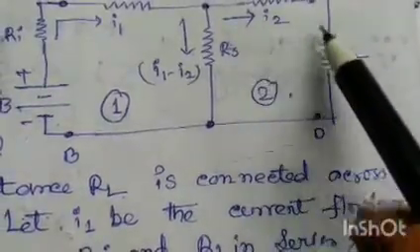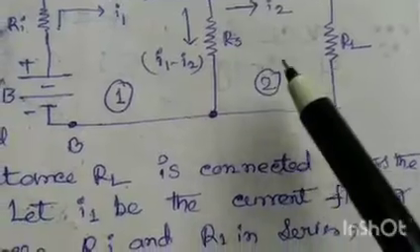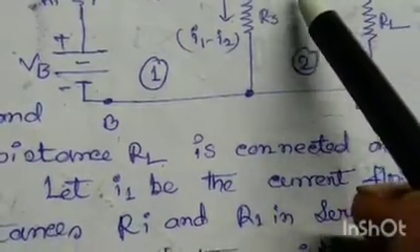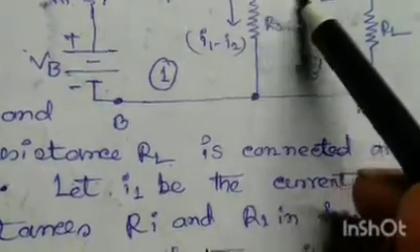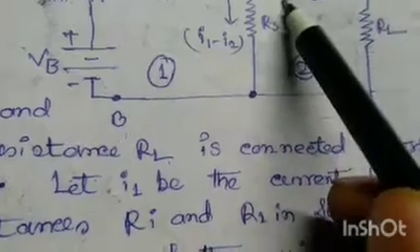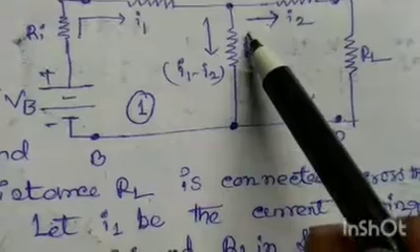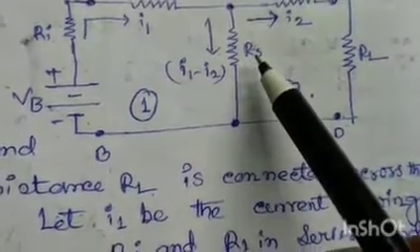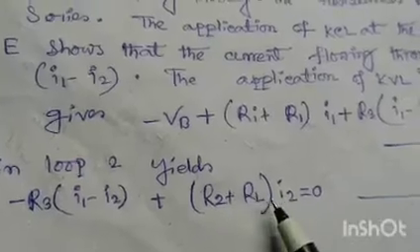This is in the direction of current, so the negative sign does not come, while in the case of R3 this assumed current direction opposes the current in R3 resistance, so this should be negative. So R3 into I1 minus I2 plus R2 plus RL into I2.